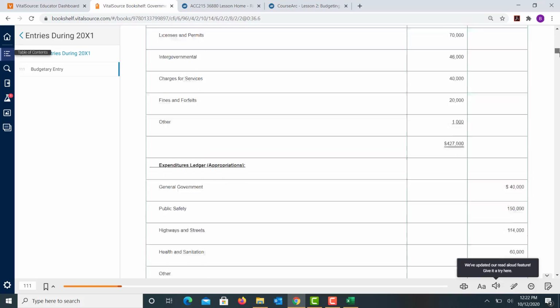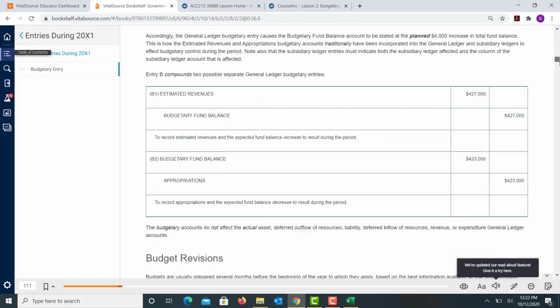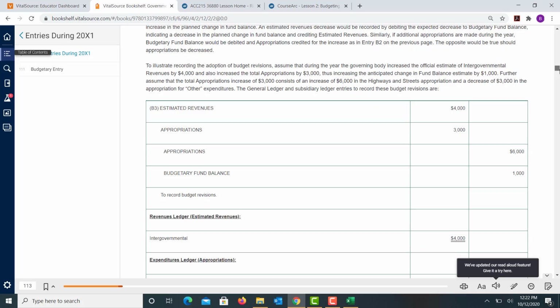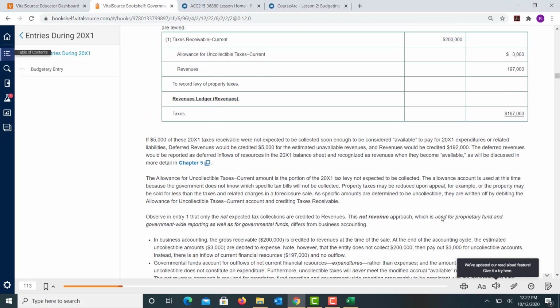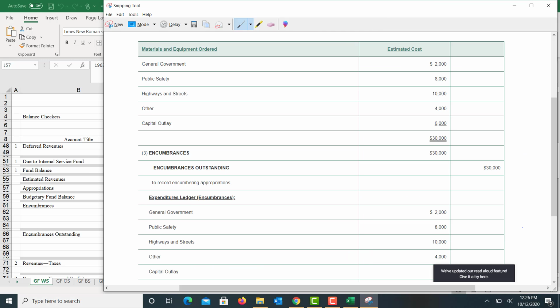Let me pause for a second and I'll find the information for you. So page 115, I copied the information here. Encumbrances, it shows you how to record the entry.